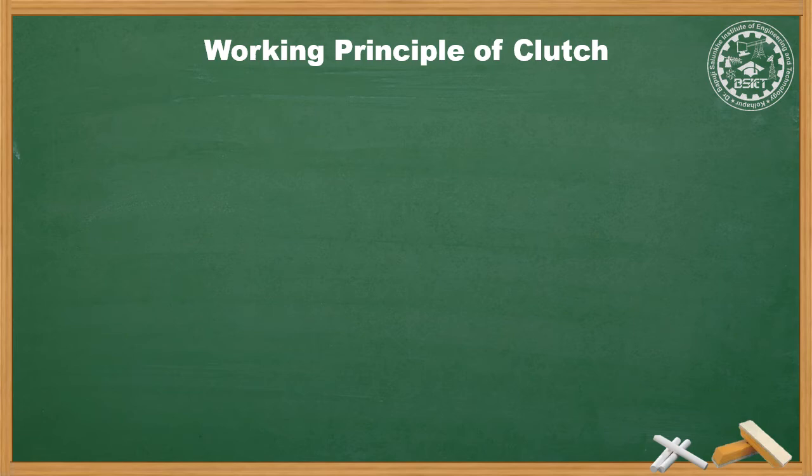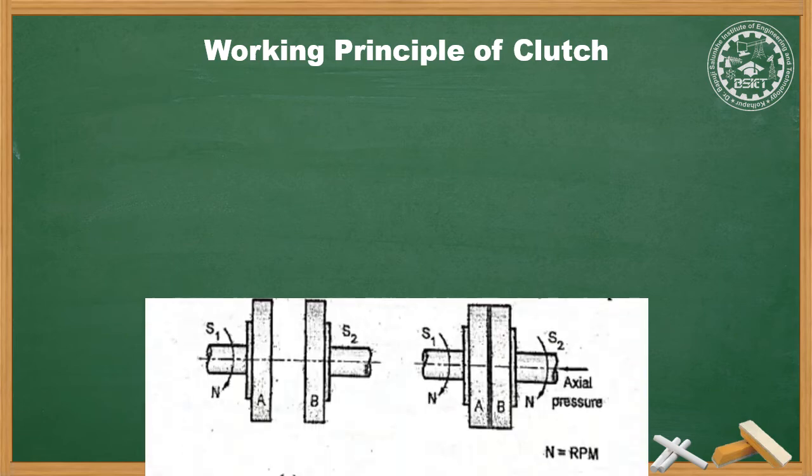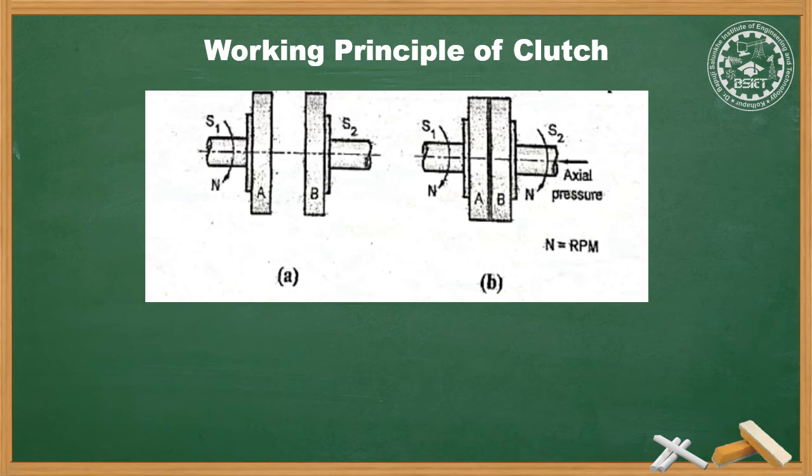Basically, a clutch works on the principle of friction. It connects the engine shaft and the gearbox shaft. The below two figures are there. Figure A shows two distinct rotating shafts with A and B discs.